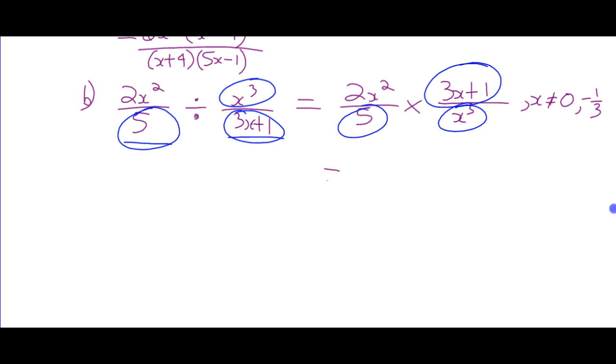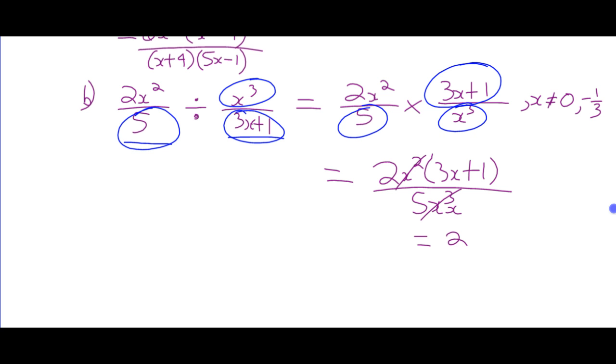Okay, and simplified, it's really just 2x squared times 3x plus 1 over 5x cubed. And so we can do a little simplifying, right? X squared takes this down to an x. So it's 2 times 3x plus 1 over 5x. Okay, and that's your simplified form. And these are your restrictions, right? So they hold.